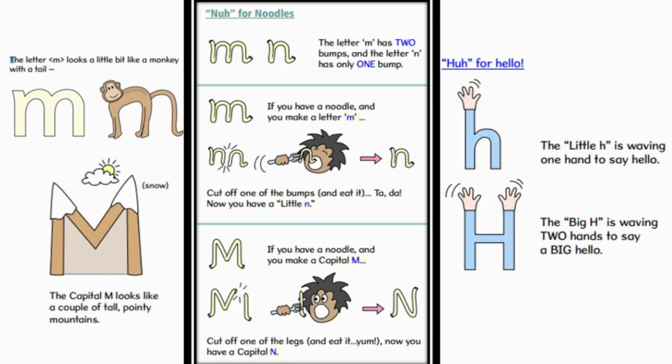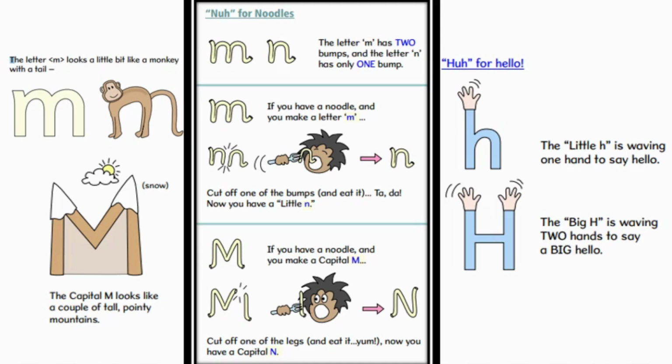So can we find the shape of capital M? The capital M looks like a couple of tall pointy mountains. Can you see here? There are two mountains. So M looks like two pointy mountains.